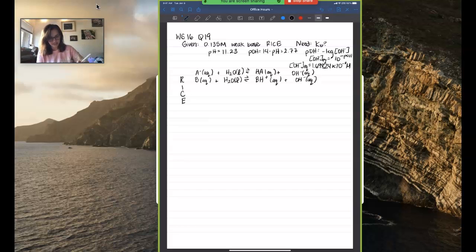So initially it looks like we had a 0.135 molar, not including liquids or solids, and then 0 here. And then minus X for the reactants, plus X for the products. And then at equilibrium, 0.135 minus X, and then X and X. But we're asked to solve for Kb. Kb is what over what? Products over reactant. Good.